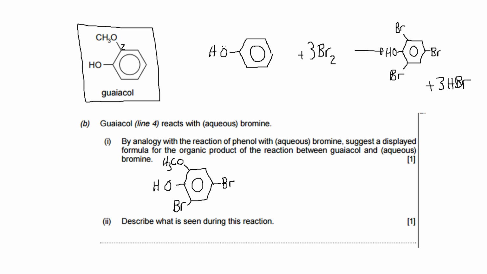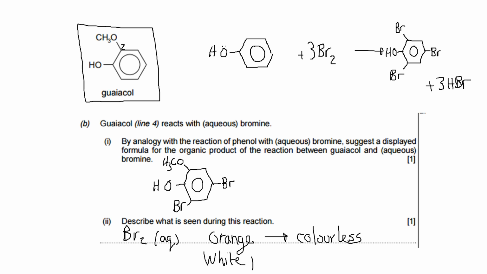In terms of what is seen, when it asks a question like that, it's asking what are the actual observations? If you did this reaction in the lab, what would you see? 2 things. You'd see the decolorization of the bromine water, so the aqueous bromine would go from a sort of orangey brown to colourless. So let's just say orange to colourless. But also you'd see a white precipitate, which is the formation of this bromo compound. You need both the observations for the mark there.